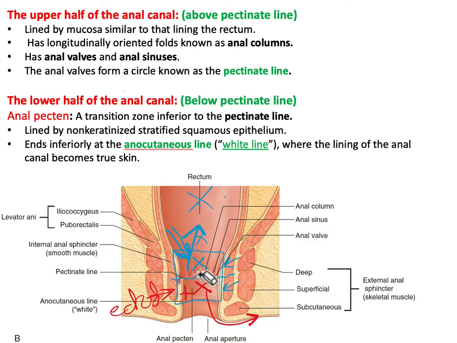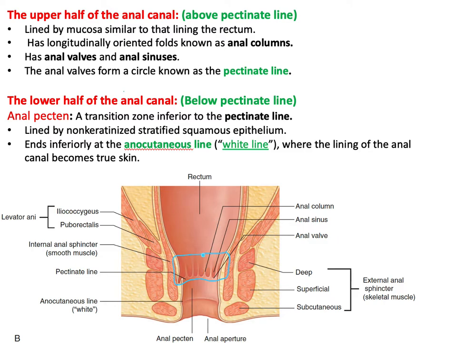Let me erase it again, and still, guys, let us start with the upper half of the anal canal. This is the upper half of the anal canal that originates from the endoderm, which is similar to the lining of the rectum. That means simple columnar cells.